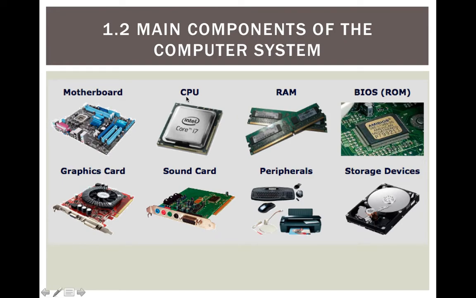The CPU stands for Central Processing Unit. It's quite often referred to as the brain of the computer. These come in different speeds and different hertz, so you can get much more capable CPUs, the more expensive ones that can process data at much faster rates.